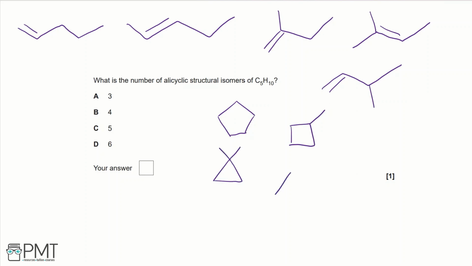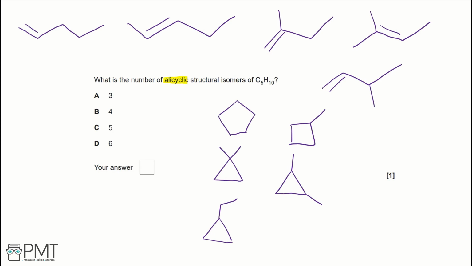But these 2 side chains could be at different points on the triangle, as shown here. And then we could have an ethyl group coming on the top or from any corner, but it would be the same. Then we need to look at which ones are alicyclic.